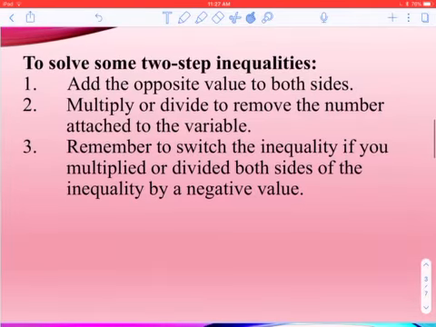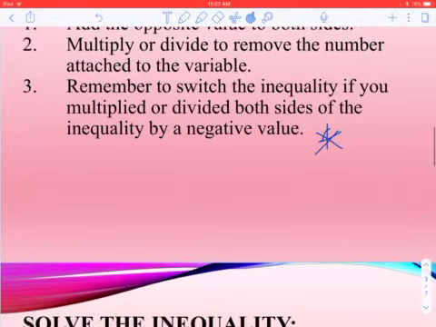So solving the two-step inequalities, remember you're going to do adding or subtracting first. So you're going to add the opposite, or you subtract, or you're going to add a positive. Then you're going to multiply or divide. And remember, this is the really big thing on these, you've got to switch the inequality if you're dividing or multiplying by a negative number.